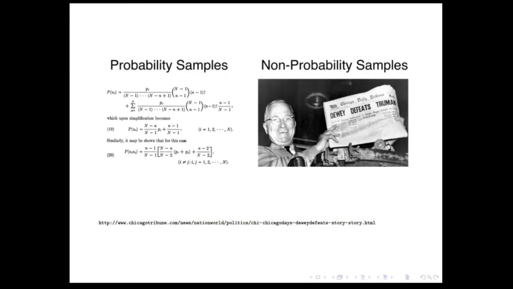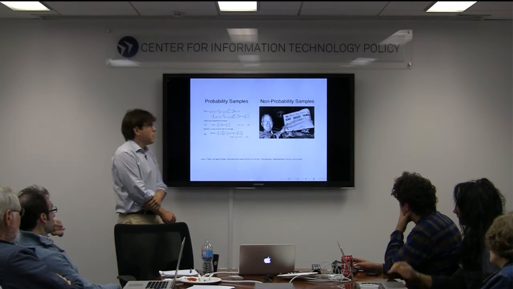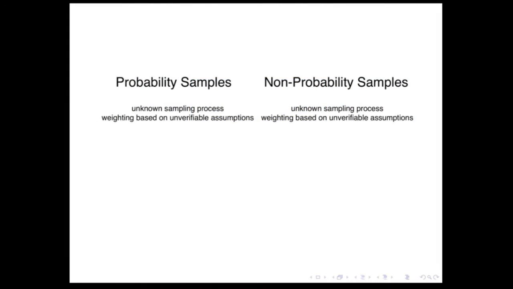So this is beautiful. And non-probability samples lead you to big, embarrassing things, like incorrectly predicting the outcome of the presidential election. So this is the way many people are trained, and this is not the right way to think about the world now. So I think the right way to think about the world now is the following. Probability samples: there is an unknown sampling process, and then there's a bunch of weighting based on unverifiable assumptions to deal with this unknown sampling process.